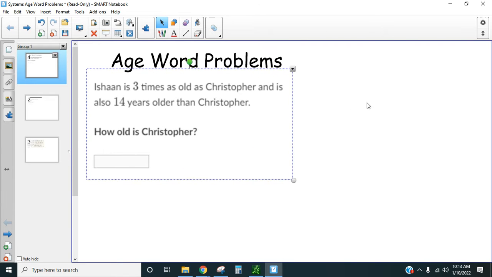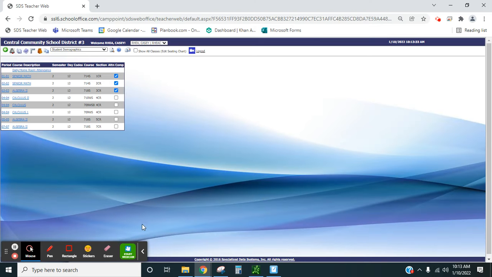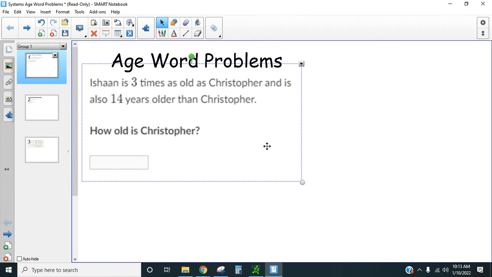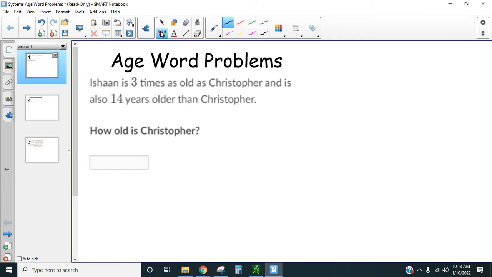All right, here we go. Ishan is 3 times as old as Christopher, and is also 14 years older than Christopher. How old is Christopher? Let's see if we can figure this out.